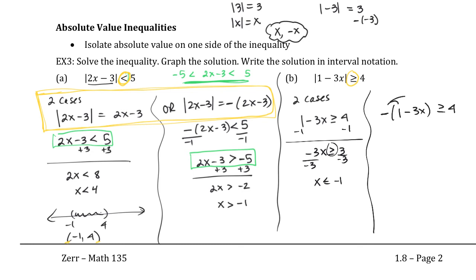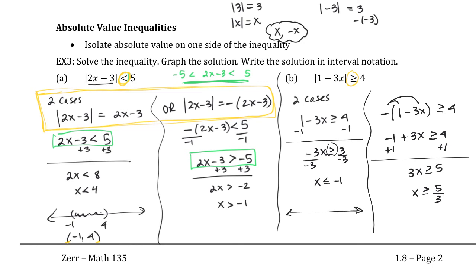And I'm going to distribute that in. Negative 1 plus 3x is greater than or equal to 4. And adding 1 to both sides, we would get 3x is greater than or equal to 5. So x is greater than or equal to 5/3. What is that? That's 1 2/3. Okay, so we're going between, we're less than or equal to negative 1, and we're greater than or equal to 1 2/3.